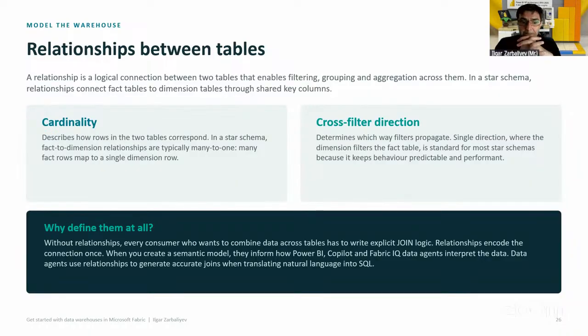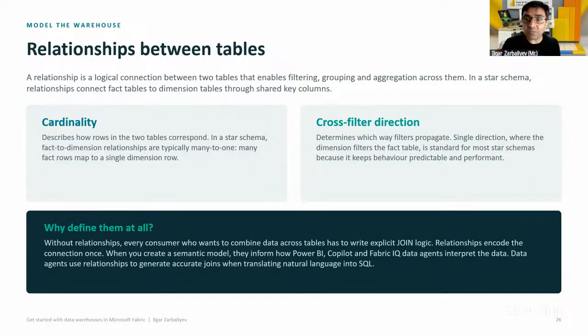With clean, well-named tables in place, we define how those tables connect. A relationship is a logical connection between two tables that enables filtering, grouping, and aggregation across those tables. In a star schema, relationships connect fact tables to dimension tables through shared key columns.